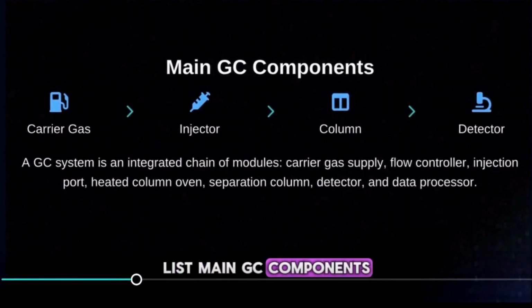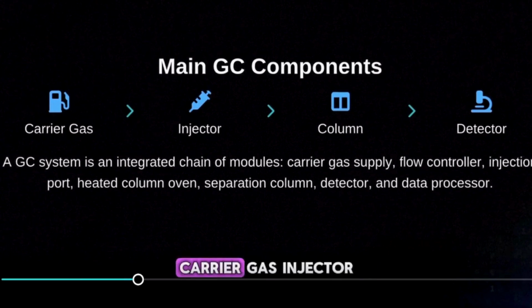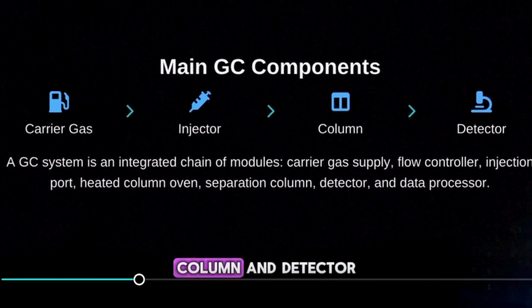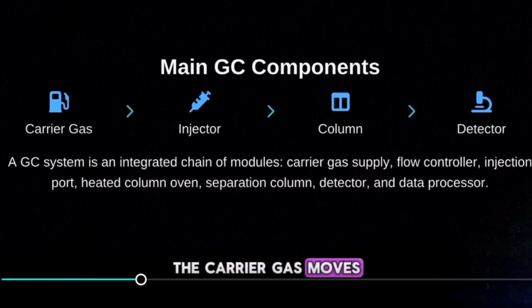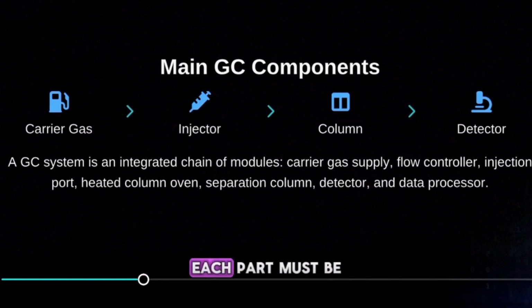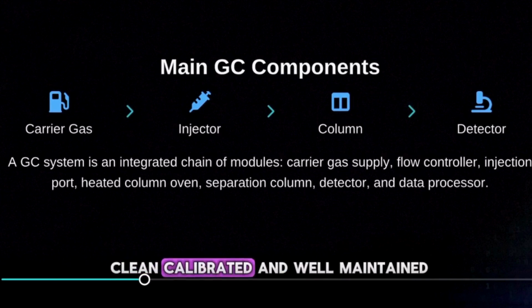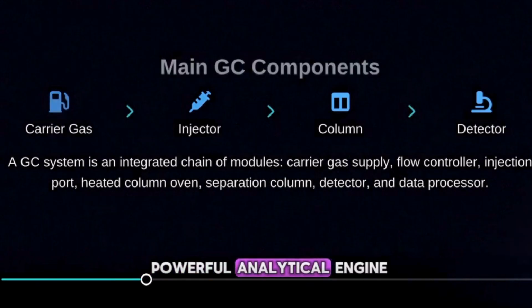List main GC components. A GC system includes 4 major components: carrier gas, injector, column, and detector. These parts work in harmony. The carrier gas moves the sample, the injector introduces it, the column separates it, and the detector quantifies it. Each part must be clean, calibrated, and well-maintained. Together, they form a powerful analytical engine.